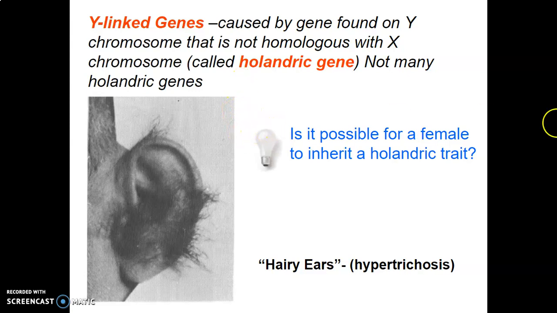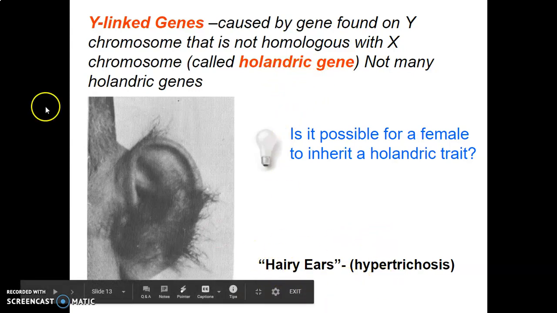There's something, however, called a Y-linked gene, okay? And that's that there are very few genes found on that Y chromosome. It's much smaller, but there are a few, okay? There are a few. We call these holandric genes. There's not many of them.